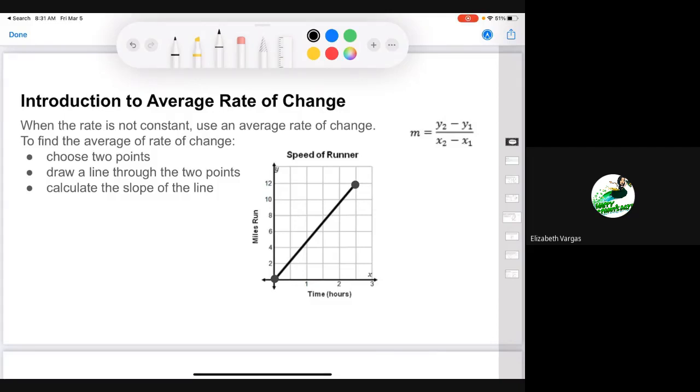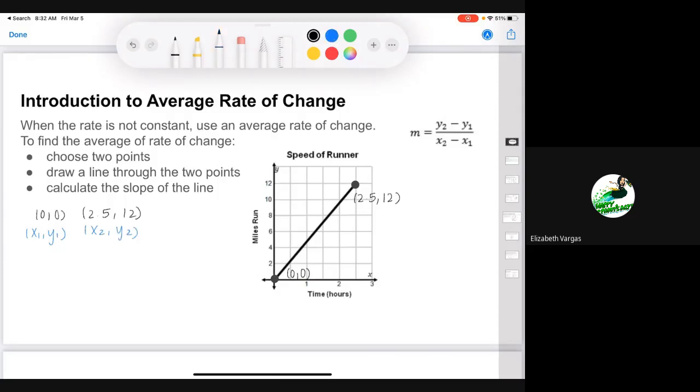So for example, here I could identify (0, 0), and here I could identify (2.5, 12). So those are my 2 points. Now that I have those 2 points, what I can go ahead and do is find the slope. So here's my equation for slope. So (0, 0) and (2.5, 12). This is my x1 and my y1. This is my x2 and my y2.